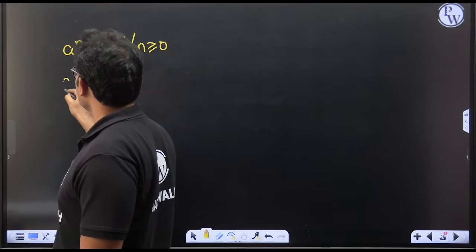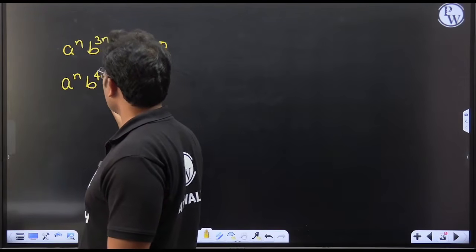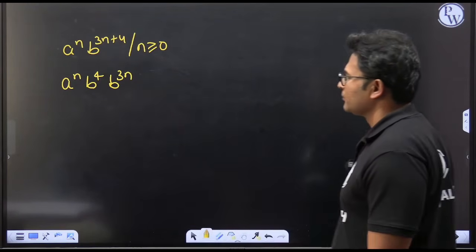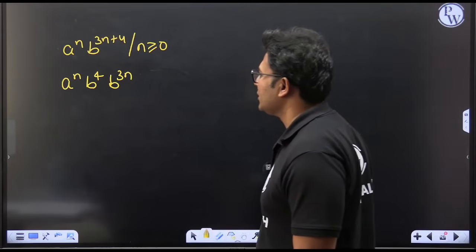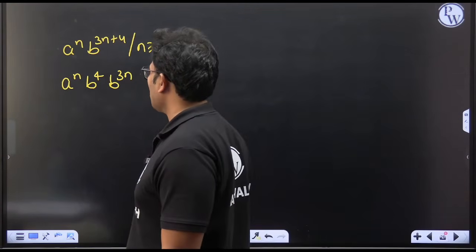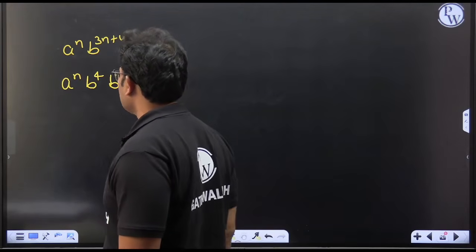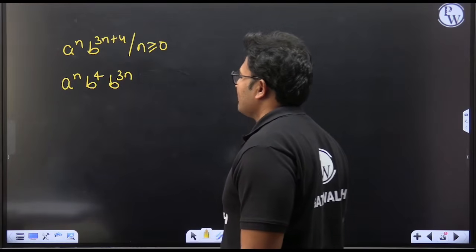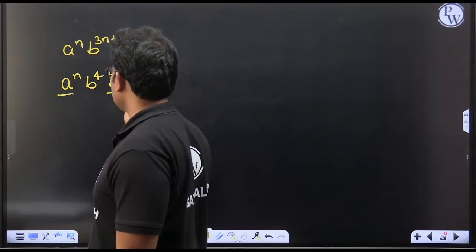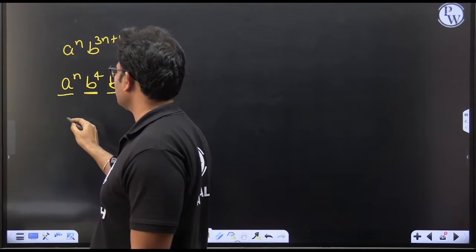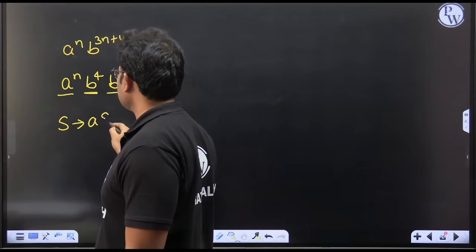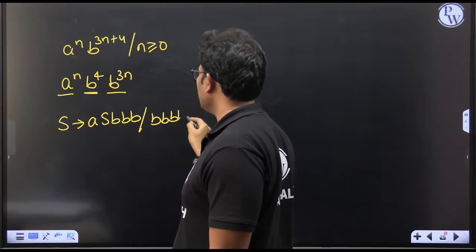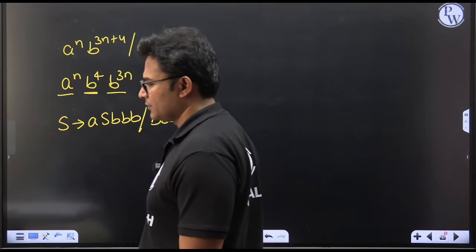What are you going to write? You are going to write it as A power n, B power 4, B power 3n. So first you generate A power n, B power 3n, and in between you stop with 4 B's, right? So S derives A, S, B, B, B, and then you are going to stop with 4 B's, B, B, B, B, right?